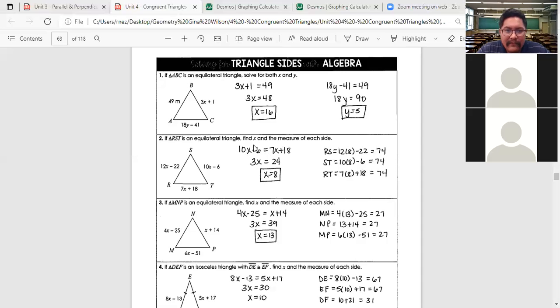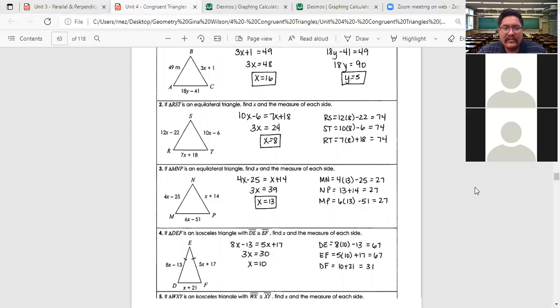Now it actually does say find x right here. So that's the first part. But we also, again, need to find the measure of each side. So what we're going to do is take each of these sides, 12x minus 22, 12x minus 22, 10x minus 6 right here, and take out all of the x's and replace them with 8, because now we know that x is equal to 8. Plug each one in and evaluate each one so we get 74. Now realistically, you could have just said 74 on all of them because if it's an equilateral triangle, finding one means you know what all the rest are going to be.